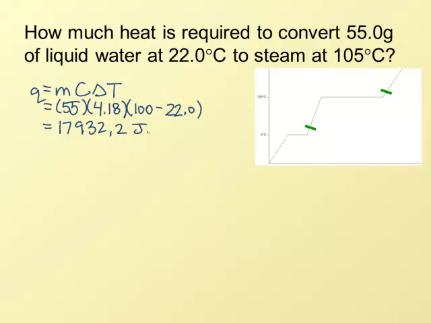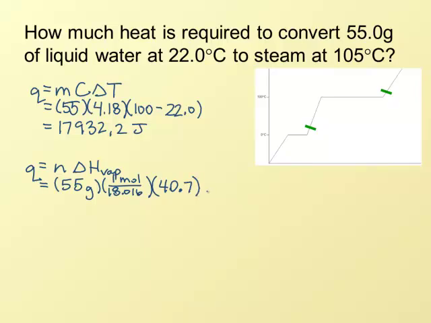At that point, we would have liquid water at 100 degrees Celsius. The next thing to do is to change the state of the water. For that, we need to do N times delta H, and that delta H will be the heat of vaporization. N stands for number of moles. So if we have 55 grams of water, we need to use the molar mass to convert that to moles before we can multiply by the heat of vaporization.